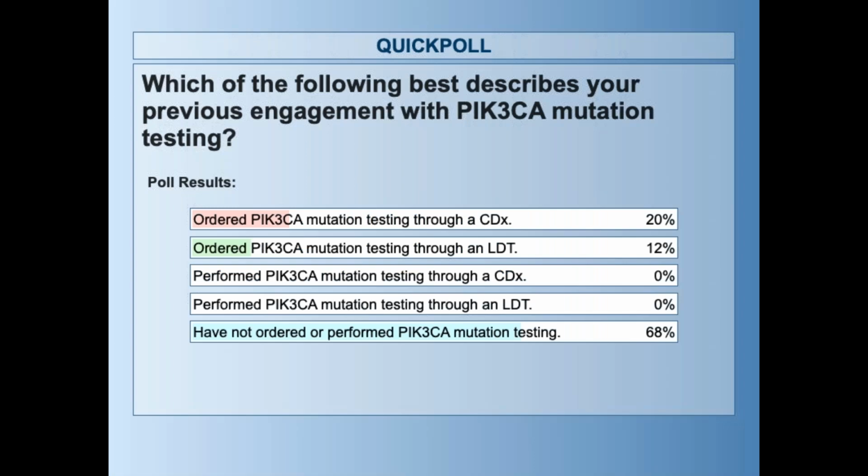Okay, there are the results. So more than 2/3 have not ordered or performed PIK3CA mutation testing. Do these numbers surprise you in any way, Dr. Wise? No, they don't surprise me that much.